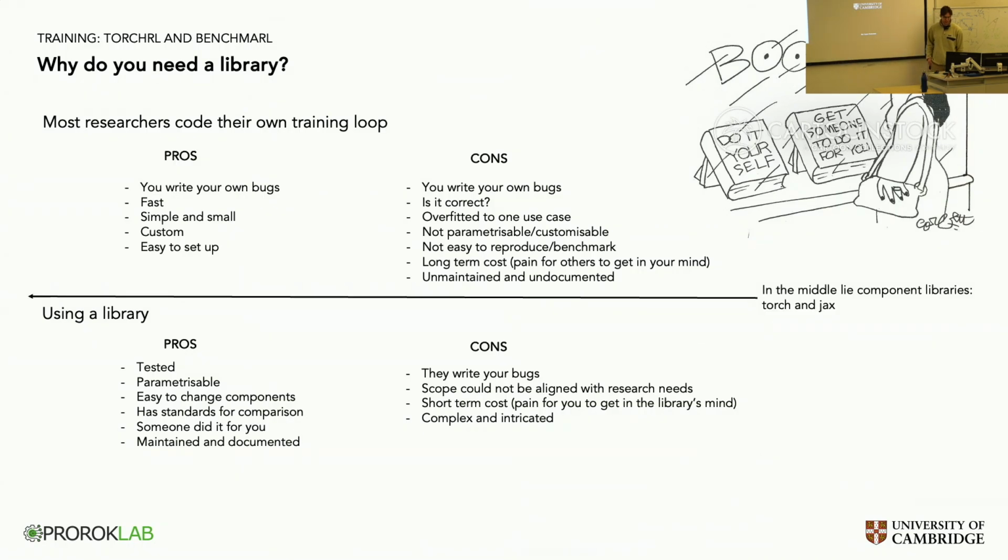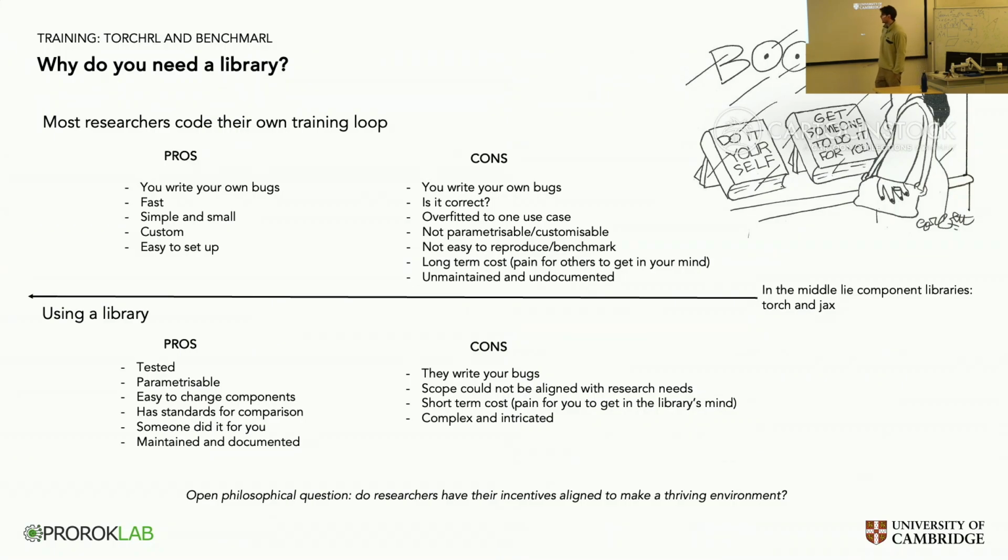We are talking about libraries. But there is something in the middle: there is also Torch and JAX, which are libraries of components. And everyone thinks this was a good idea because no one wants to re-implement differentiability and all those basic operations. There is also an open philosophical question: do researchers have their incentives aligned to make open source a thriving environment versus individual scripts? This is something you can think about, and if you want my opinion, you can ask later.